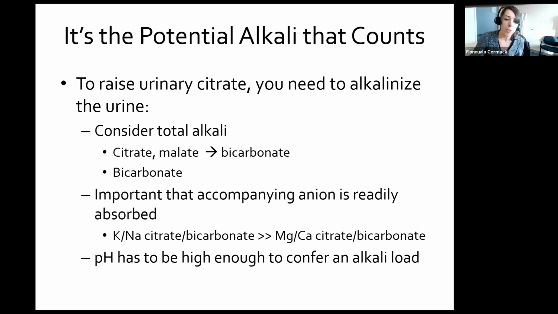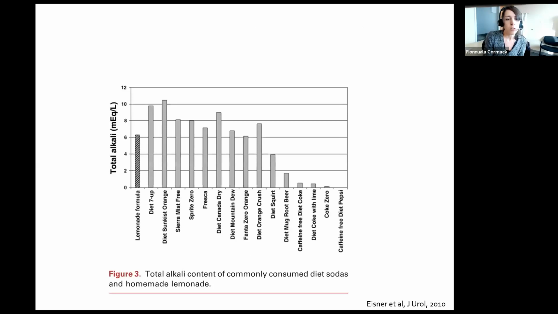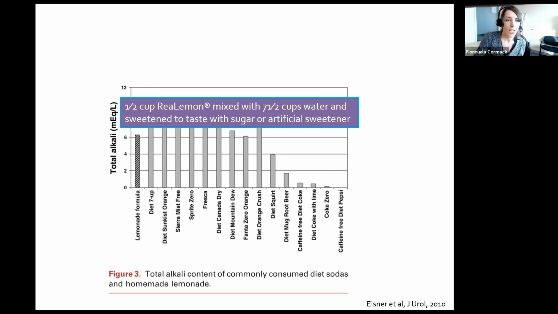And then the other important point to think about is that the pH has to be high enough to confer an alkali load. Just to let you know, John Asplund, who's the medical director at Litholink, has done a lot of studies looking at the alkali potential in a lot of commonly consumed drinks. And just to point out this lemonade formula from the earlier study, in terms of milliequivalents per liter, very low, 6 milliequivalents per liter. And the winner in this study was Diet Sunkist Orange. Sorry, that was just what the mixture was for that lemonade formula.